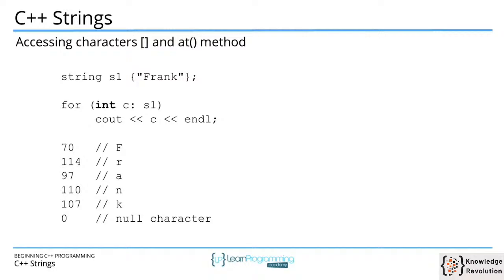So instead of displaying the character value of each element in the string, it's displaying the integer value that represents those characters. So in this case, 70, 114, 97, 110, 107, and 0, which represent FRANK and, of course, the null character. These are the ASCII codes for those characters.